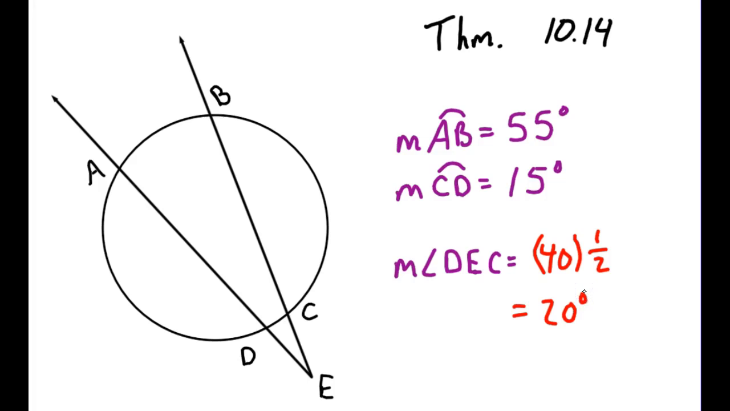So we can use this theorem. The same idea applies if this was two tangent lines that were intersecting outside the circle, or if we had one secant line and a tangent line intersecting outside the circle. This same theorem is going to apply. We find the difference between the two arcs that are intercepted, and then multiply that result by 1/2.